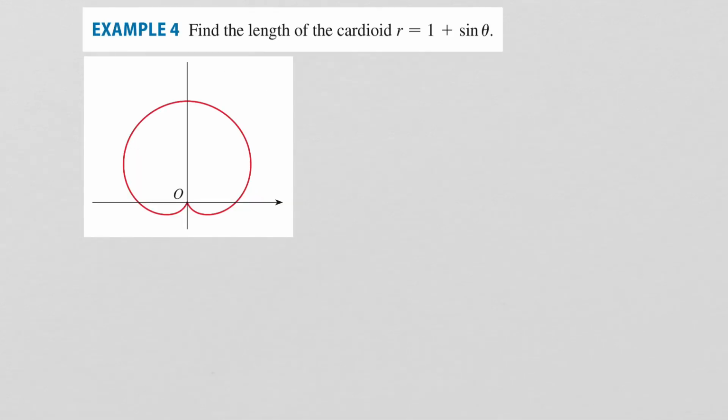Now let's use that formula to find the length of the cardioid r equals 1 plus the sine of theta. So I have the graph of 1 plus the sine of theta here. We've graphed it a few times now. Now to find the length, notice that we could find the length from here to here and then simply double that length. Let's go ahead and do it that way.